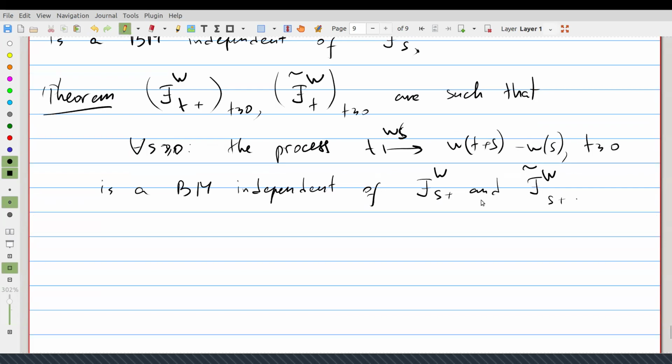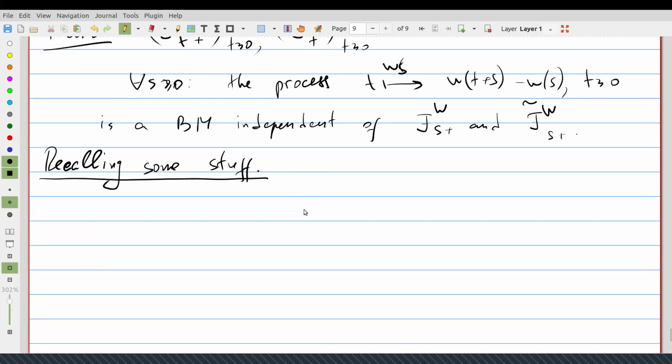Now, to prove this result, we need to recall some stuff from the course of probability. And what is most important, I will need to recall the P-lambda theorem.